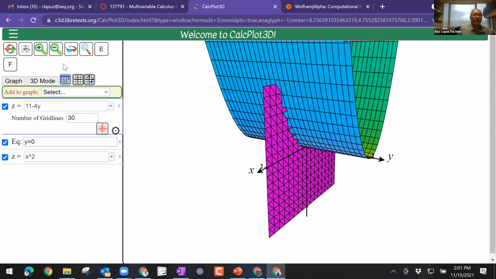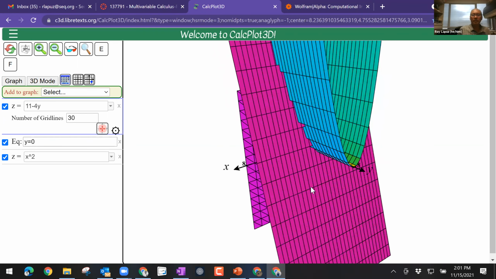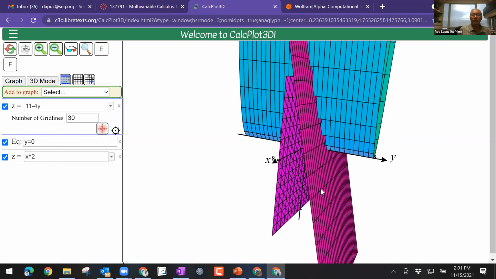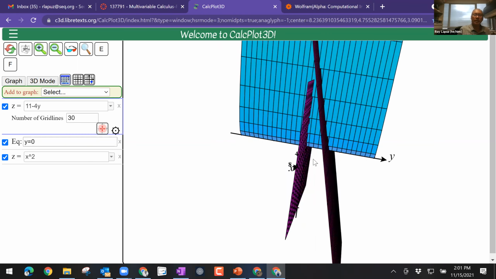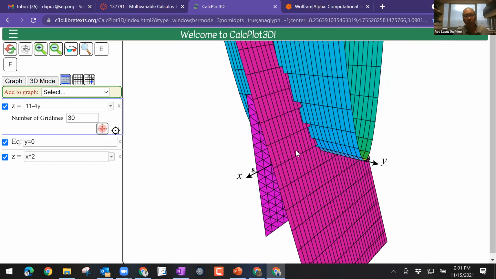Now, I'm not seeing that here, so I think if we zoom out, we'll see it a little bit better. And here it goes. There's that little wedge thing that we were just talking about, and the slice of that function going up.